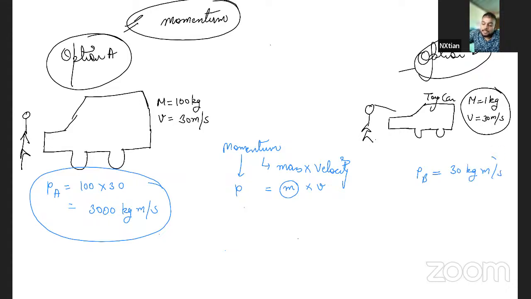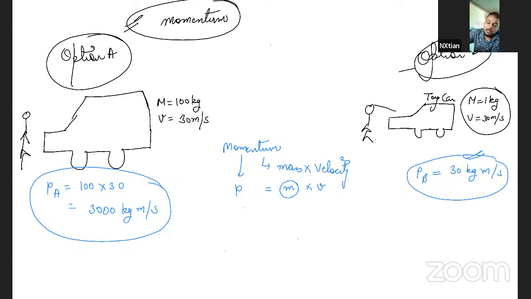So now we got an idea that if momentum is more, then you will have a great impact on your body also. Understood? Yes or no? This is all about momentum.